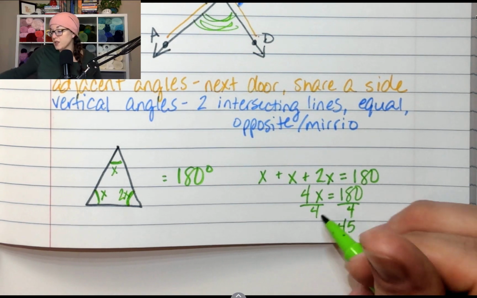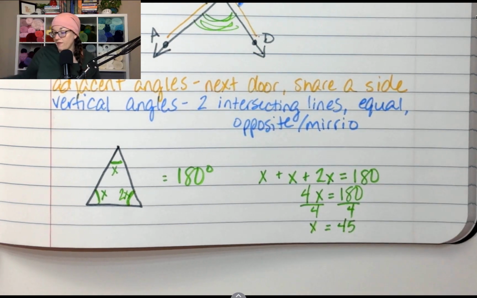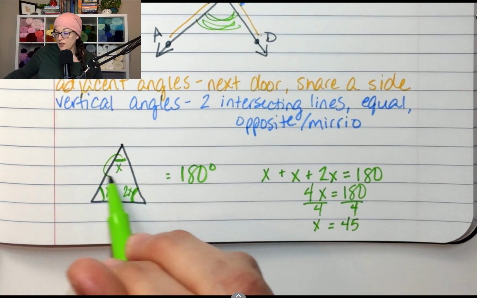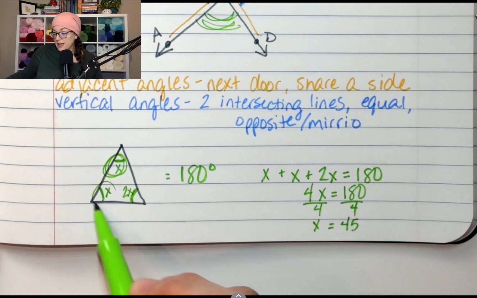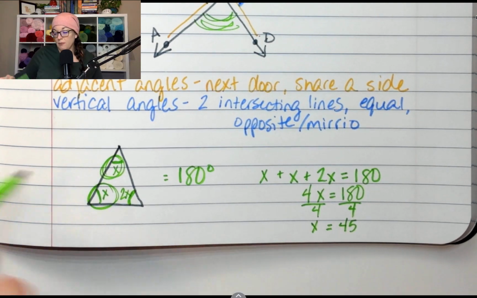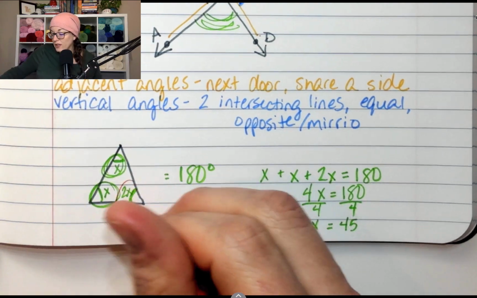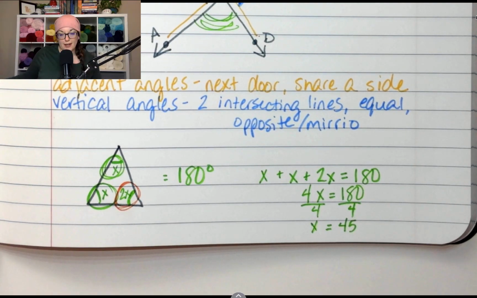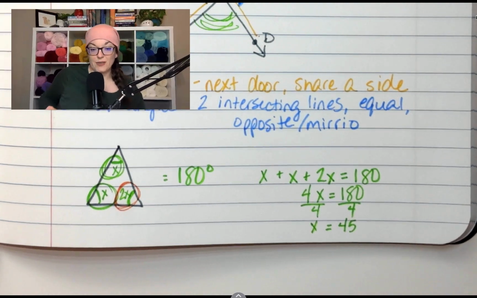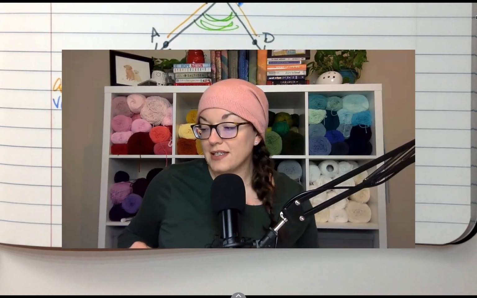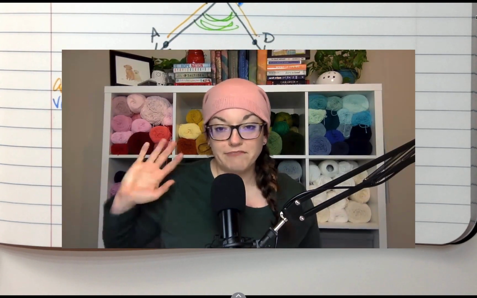Okay, so 1x is 45. So this angle here is 45. This angle here is 45. But this angle here is 2x, so you would do 2 times 45, which is 90. So this angle would be 90. Obviously, my picture is not drawn to scale, but that's okay. All right, go practice. I will see you guys next time. Good luck. Later.